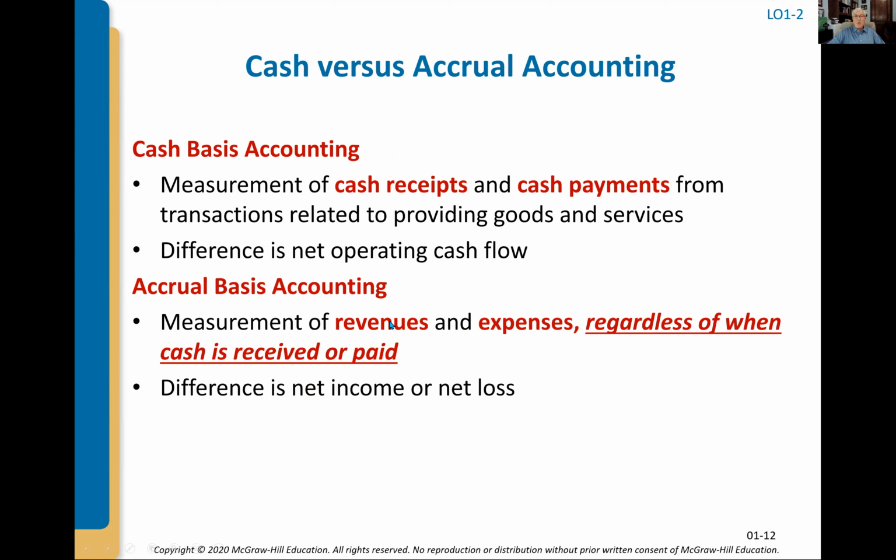Because I want to record revenues when I have delivered the product and added value to my customer. That's when I want to record revenues. I want to record the expenses when they've occurred, not when I pay for them. And therefore, when I look at revenues minus expenses, it's going to be an apples to apples basis. Revenues that happen and expenses that happen in the same accounting period. That's why we care that timing matters.